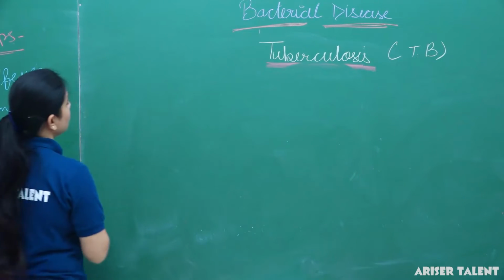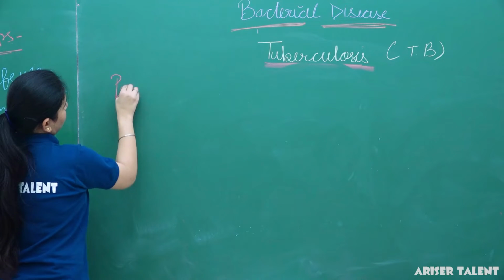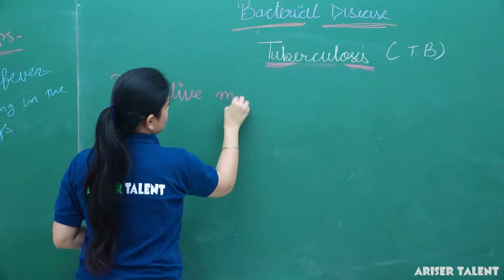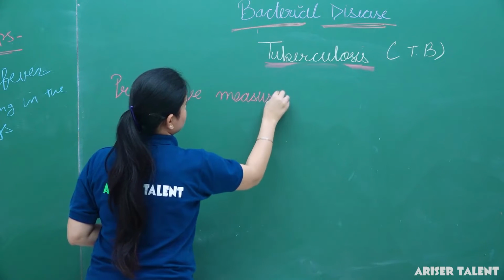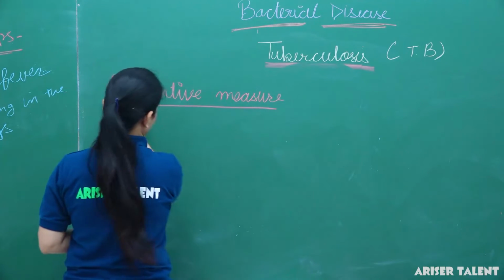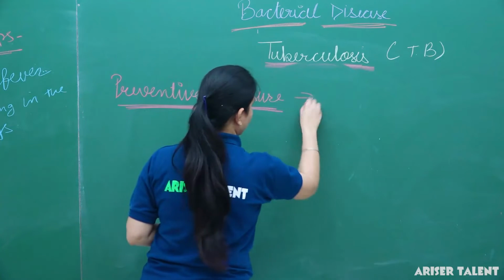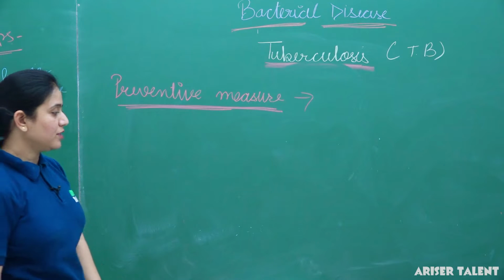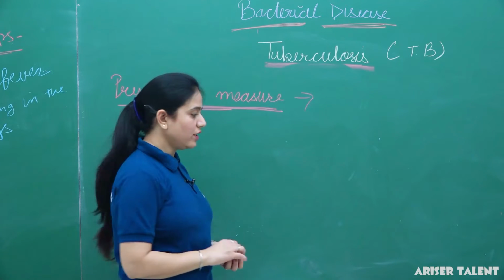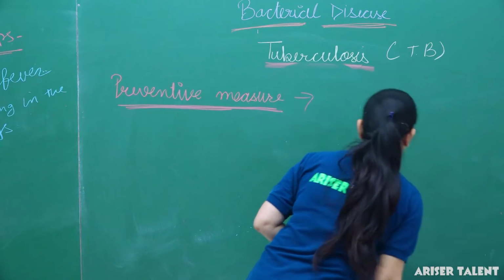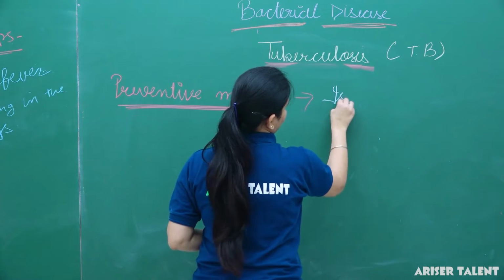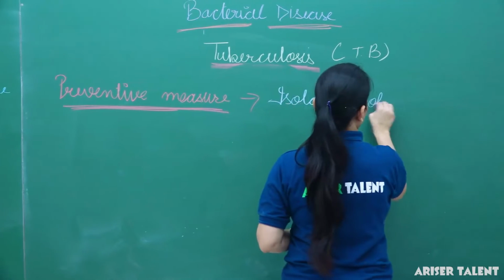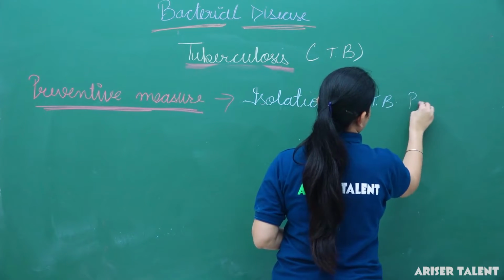Next is preventive measures. What are the preventive measures for tuberculosis? First of all, isolation of TB patient, means TB patient should be isolated. He should be kept in separate environment. Isolation of TB patient.